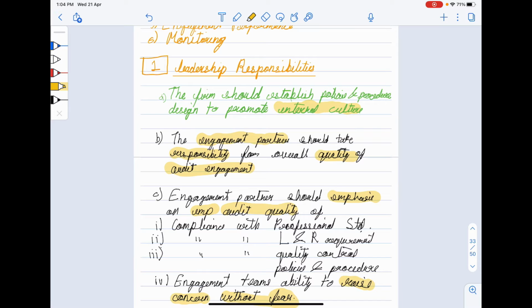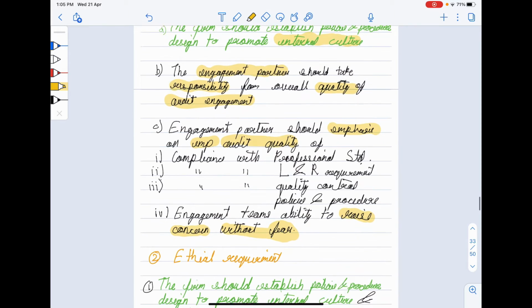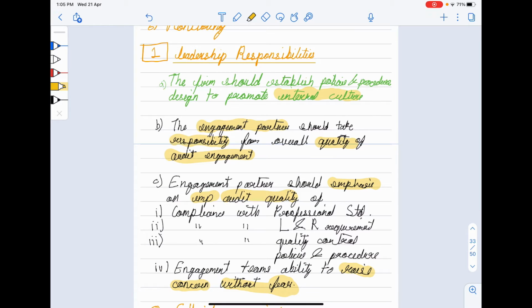Third, the engagement partner should emphasize important audit qualities such as compliance with professional standards, second compliance with laws and regulations required, third compliance with quality control policies and procedures, fourth the engagement team's ability to raise concerns without fear. So any employee could raise concerns without any fear. The engagement partner should emphasize these four audit qualities. So these 3 points are there in leadership responsibility.